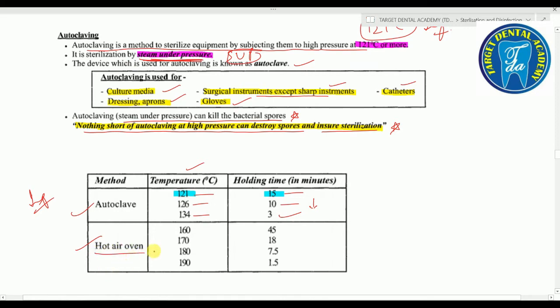And in the hot air oven, 160 degrees Celsius leads to 45 minutes, 170 degrees Celsius leads to 18 minutes, 180 degrees Celsius leads to 7.5 minutes and 190 degrees Celsius leads to 1.5 minutes. Important. Actually very important. Fine.